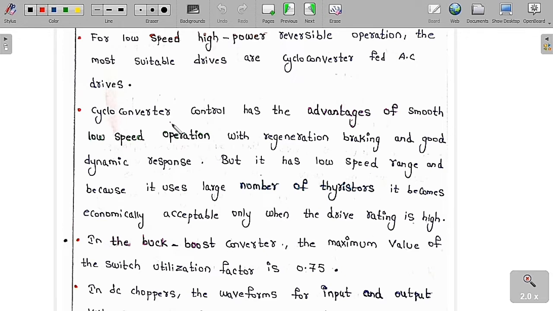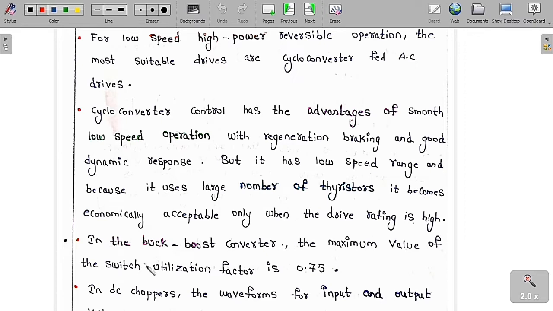Cycloconverter control has the advantages of smooth low speed operation with regenerative braking and good dynamic response, but it has a low speed range, and because it uses a large number of thyristors, it becomes economically acceptable only when the drive rating is high. Only then are we going to use the cycloconverter to control the low speed operation with regenerative braking and good dynamic response.